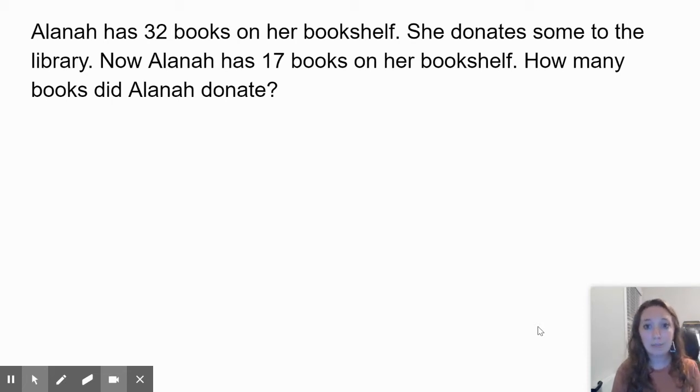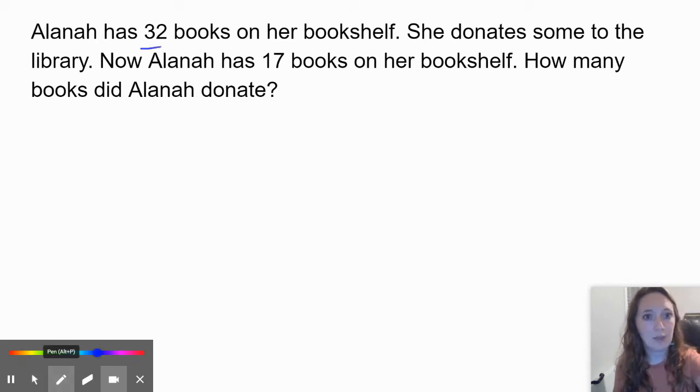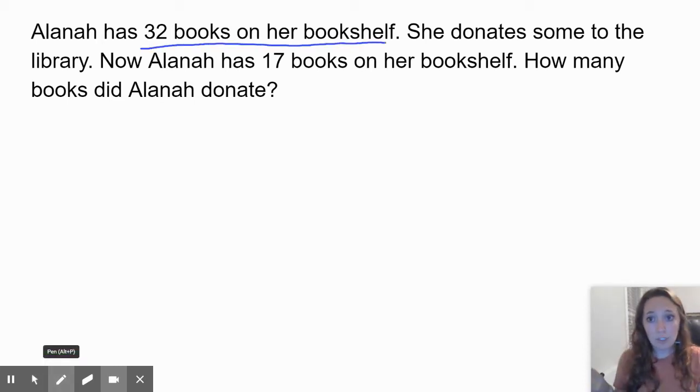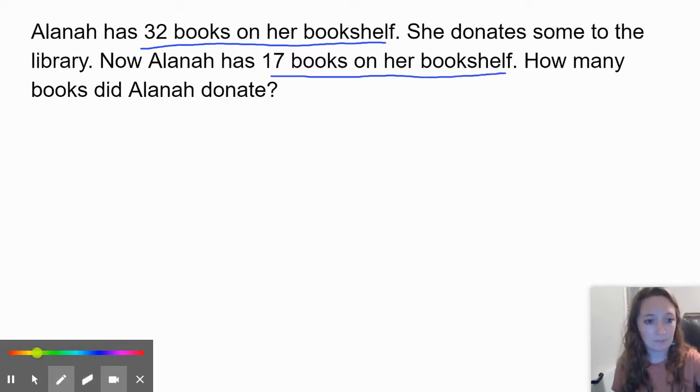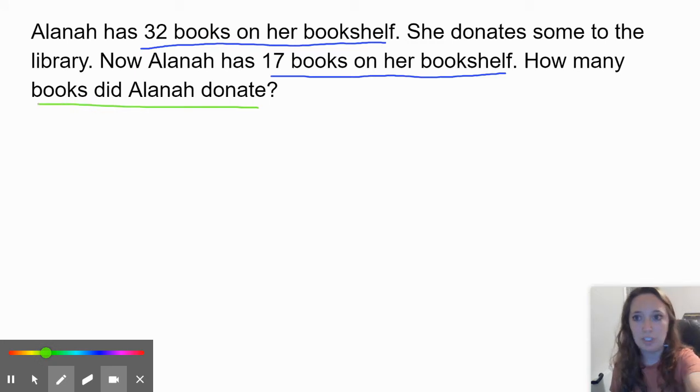Alana has 32 books on her bookshelf. She donates some to the library. Now Alana has 17 books on her bookshelf. How many books did Alana donate? Pause. Welcome back. So now that we've read it twice, we're going to think about what we know and what we need to figure out. We know that she had 32 books on her bookshelf. We know that she donates some to the library, but we don't know how many. And we know that now she has 17 books on her bookshelf. So what we're trying to figure out is how many books she donated.